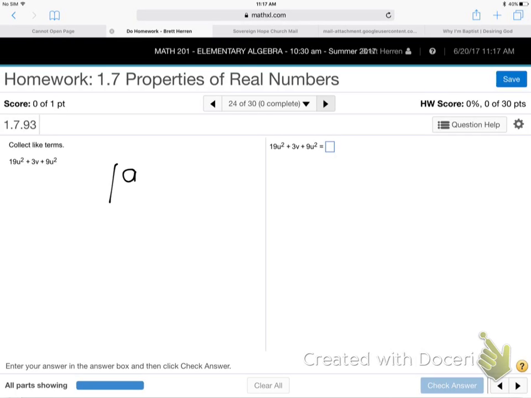So 19u squared plus 3v plus 9u squared. All right, can you do that one? So gather the like terms, which is really just the first one and the third one, huh? That one in the middle is different. He just stays separate.